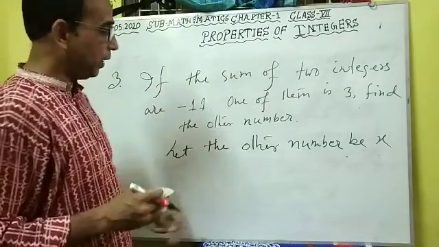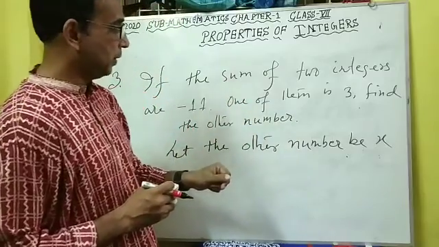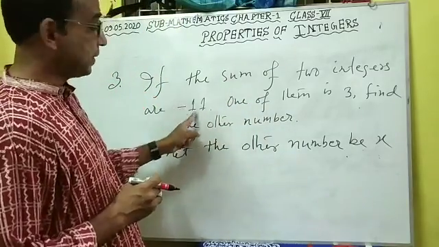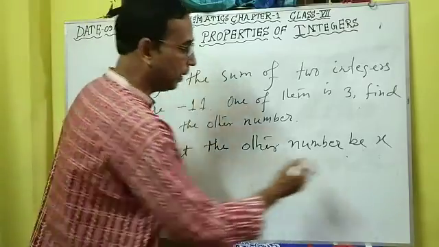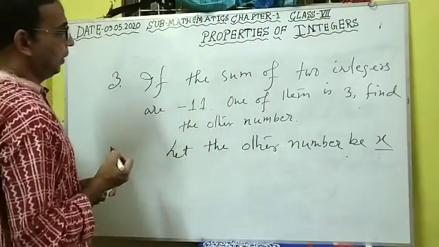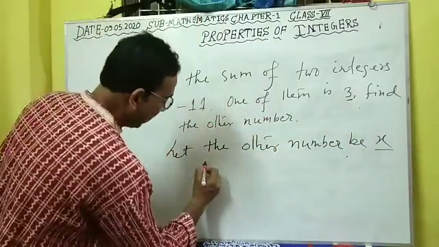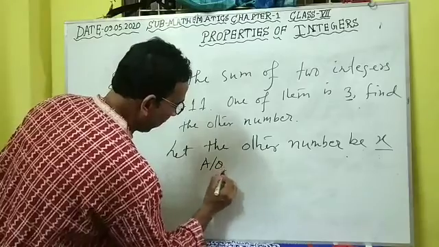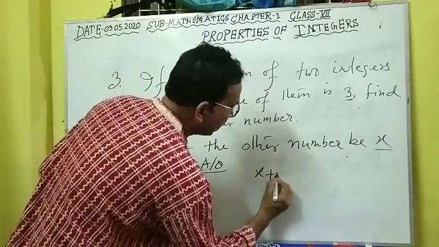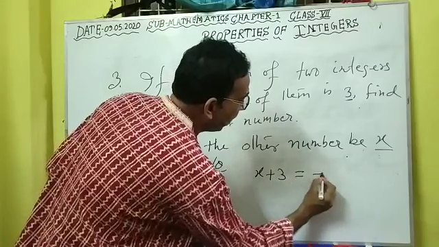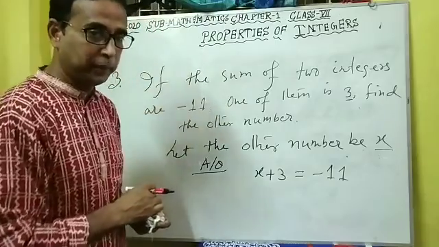So as per the question, the sum of two numbers is given as -11. One number is x and another number is 3. So according to the question, the sum of these two numbers, x plus 3 is equal to -11, which is given in the problem. Okay?